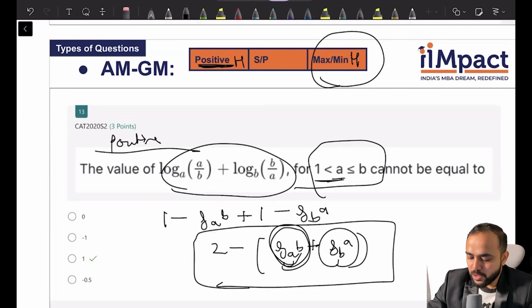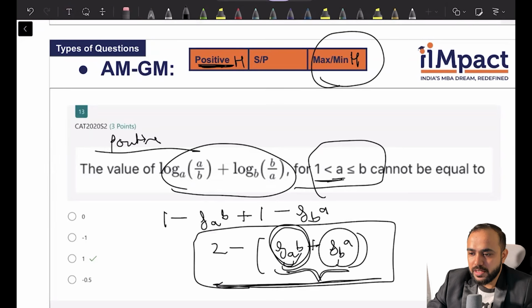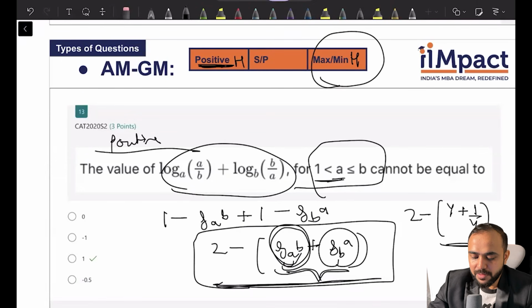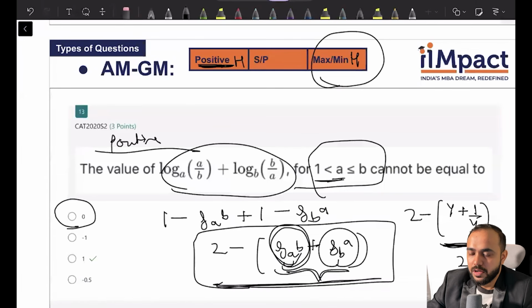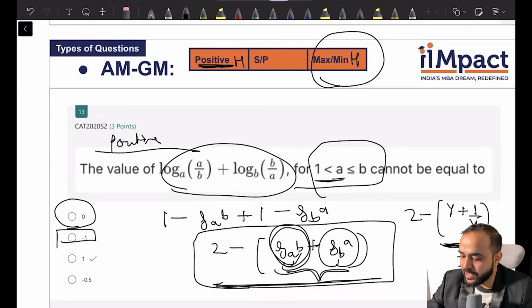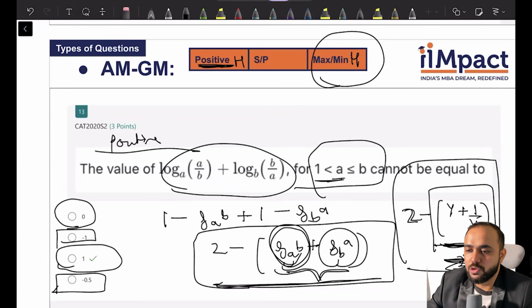Some product was also hidden because I have to arrive at this expression. And now I can see that the product of these two terms is constant. It's fixed. So this is basically what? 2 minus some value y plus 1 by y. And the minimum value of this is what? 2. So the maximum value of the expression is 0, which means you cannot take any value above 0. So this can be taken, this can be taken, 1 cannot be taken. Your maximum value becomes 0 because what you are looking for is 2 minus y plus 1 by y. So the minimum value of this will give you the maximum value of the overall.